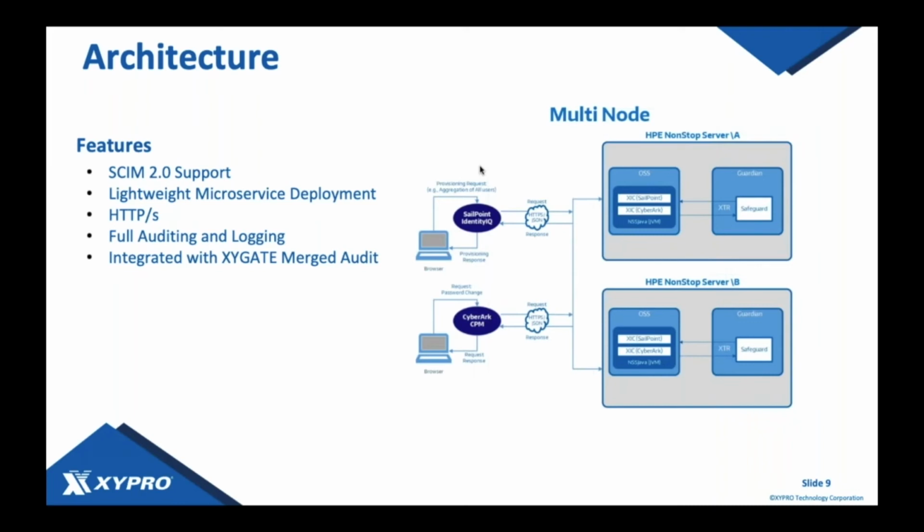That means any activity that's initiated from SailPoint is not just logged, but can be integrated with XYGATE Merged Audit as well. So XYGATE XMA will pick up that data, and then you can integrate that data with your Splunk, with your ELK, with whatever analytics tool or SIEM or alerting system you have. So you get a 360-degree view of everything that this identity connector communication is doing back and forth with SailPoint. This can be deployed, like I mentioned earlier, in a single instance for a single NonStop server, multiple NonStop servers, or across all of your NonStop servers.